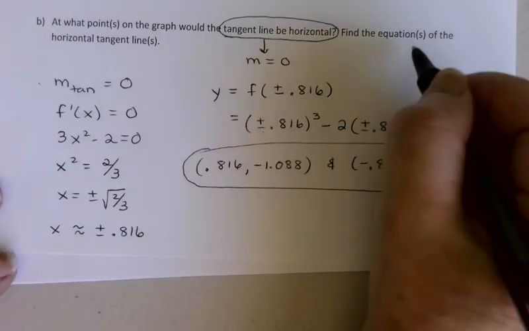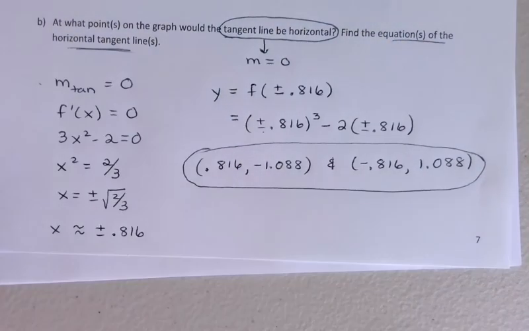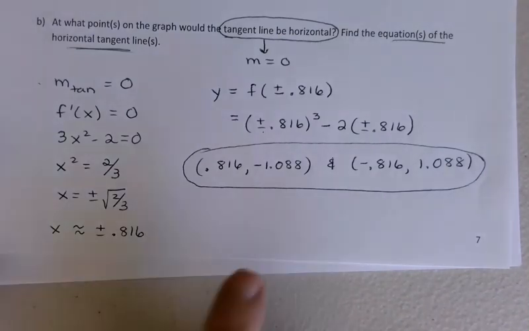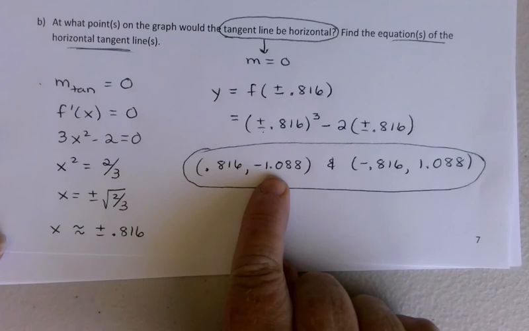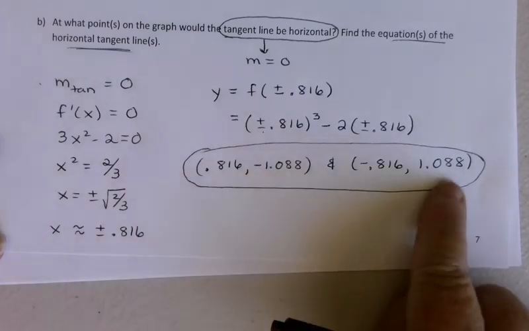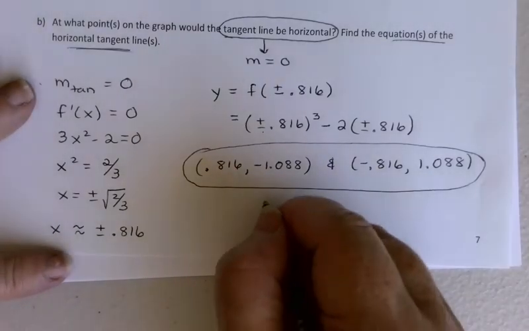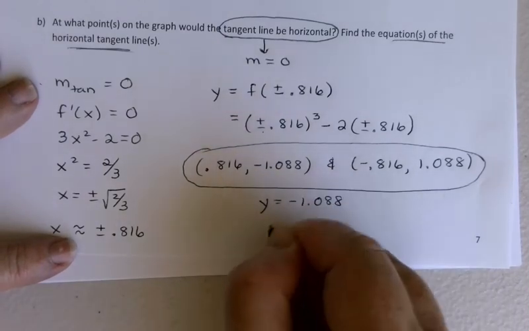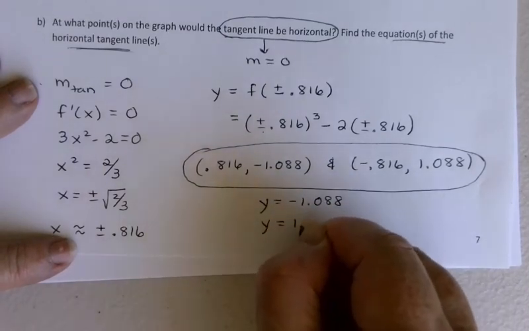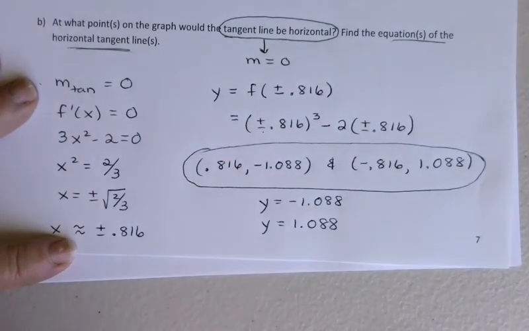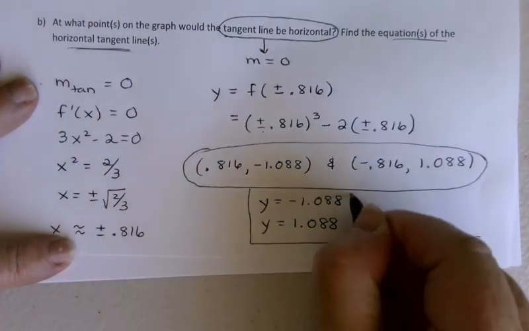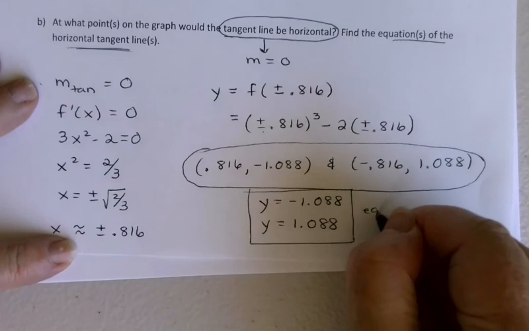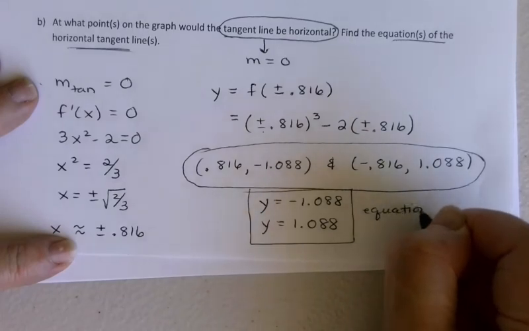As far as the equations of those horizontal tangent lines, the equation of a horizontal line is just y equals something, right? So y equals negative 1.088 and y equals positive 1.088. Those two horizontal lines should be tangent to our graph. And that would be the equations of those tangent lines.